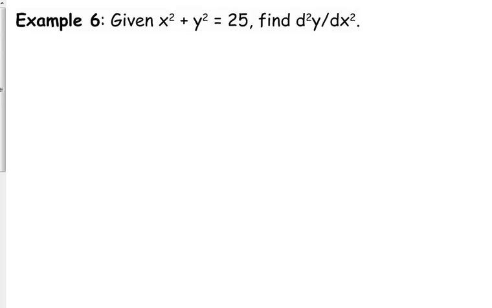So, if we are trying to find the second derivative of this function: the derivative of x squared is 2x. The derivative of y squared is 2y, y prime. The derivative of 25 is 0. Don't forget, I tried to warn you about that. A lot of people tend to forget, and they bring down the 25, and it's not right.